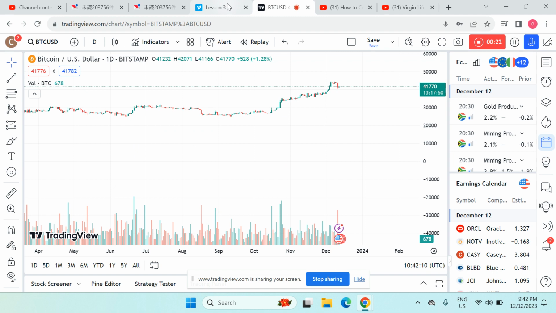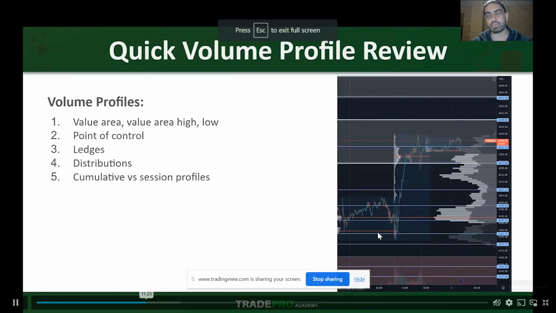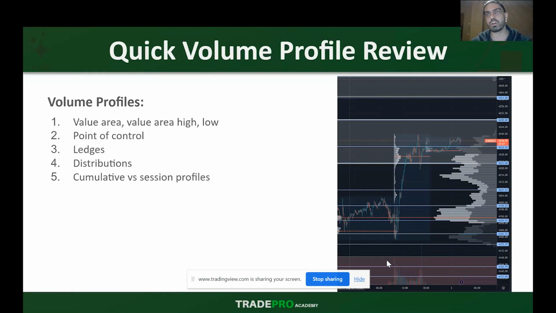A value area is 70% of the volume that's trapped between two levels, which happen to be the value area high and low. The point of control is the largest level of volume traded on that volume profile, regardless if it's a session or a cumulative volume profile. The point of control is going to be inside the value area at all times.